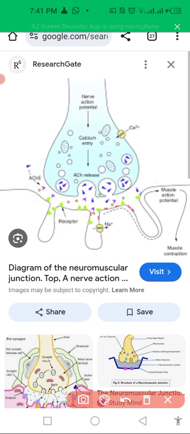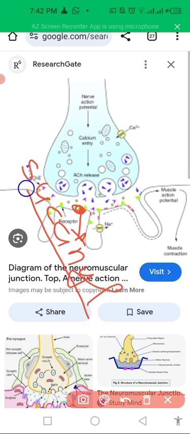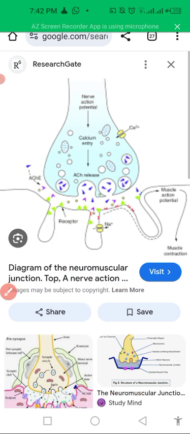Now the first agent that I told you about, which binds to the receptor on the postsynaptic membrane and causes initial depolarization, is a depolarizing agent, and we call it succinylcholine. Succinylcholine is short acting, used in emergency procedures for neuromuscular blockade, and it causes depolarization. Its side effect is fasciculation.